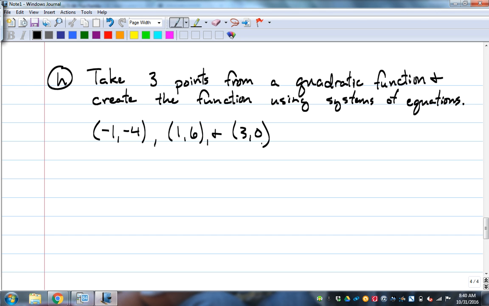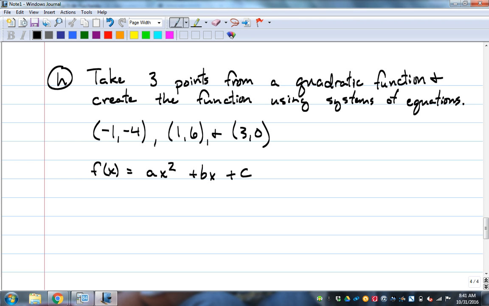and 3, 0. Okay. When we think about a quadratic function, we should be thinking about ax squared plus bx plus c. That's the standard form for a quadratic. It goes way back to chapter 4. Chapter 3 we did some quadratic stuff, didn't we? Or chapter 4? Chapter 4 is what it was. Okay, so we got a standard quadratic equation there.